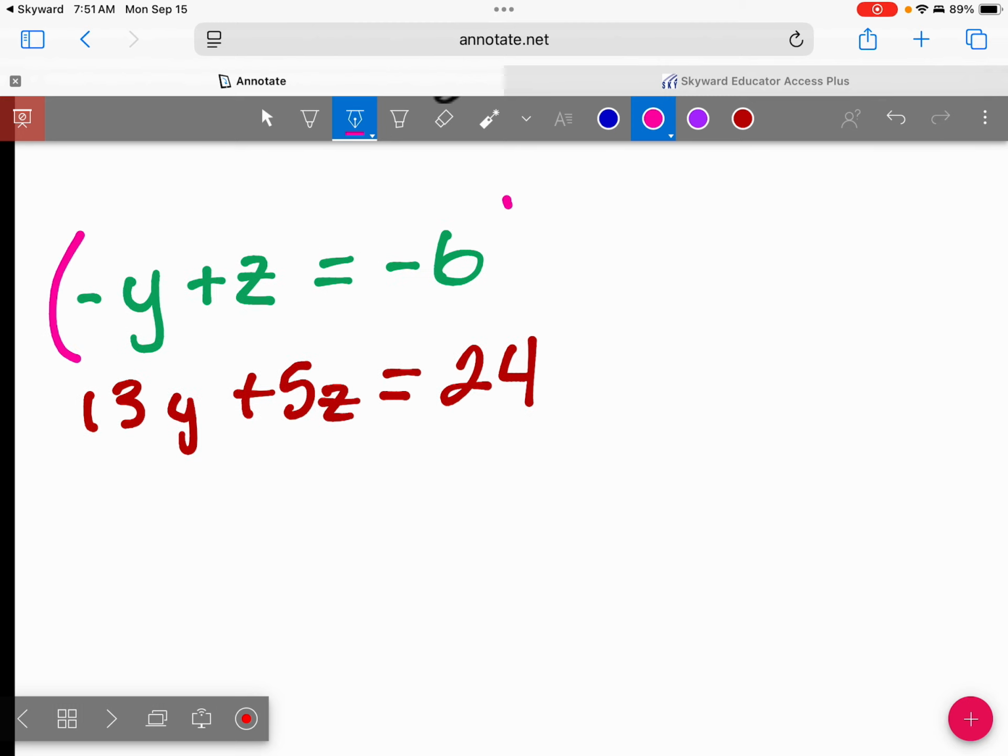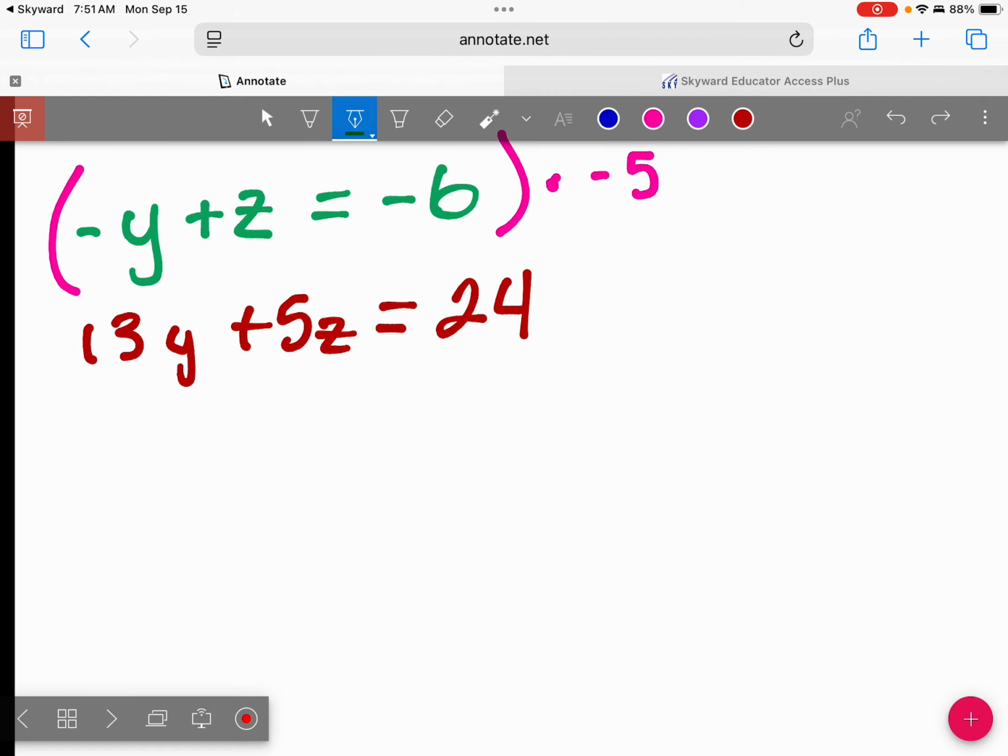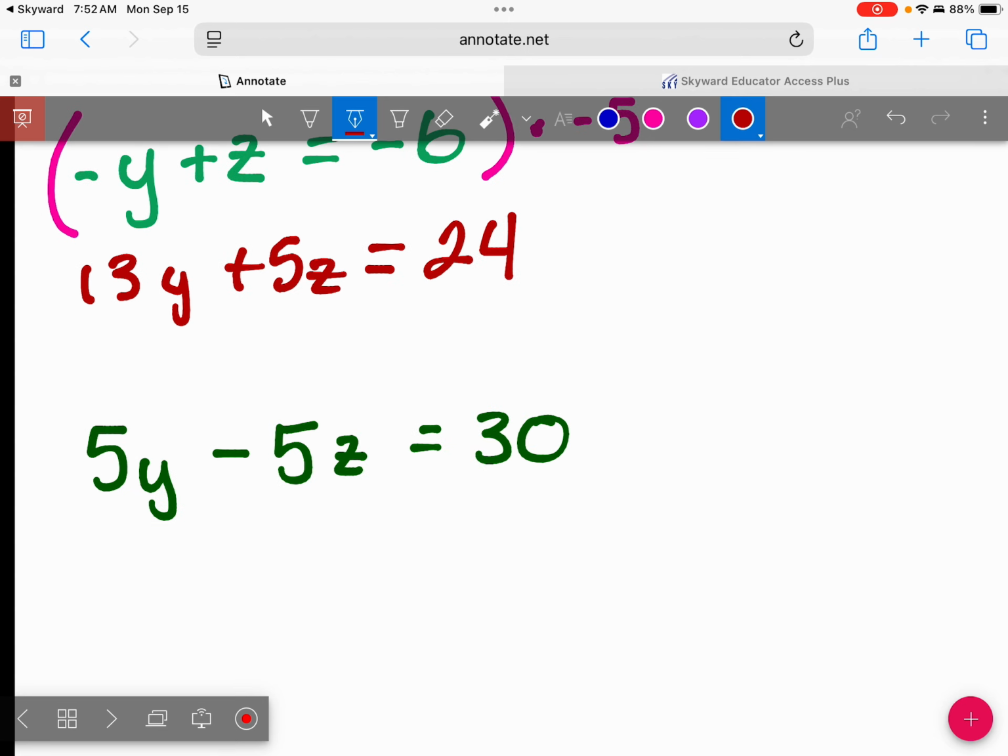So to get my z's to cancel out, I need to multiply this whole equation by -5. That would give me the exact same number with the opposite sign here. So when I write my green equation again, we're going to have minus y times minus 5. We get 5y minus 5z equals a positive 30. And then our red equation is staying exactly the same: 13y plus 5z equals 24.